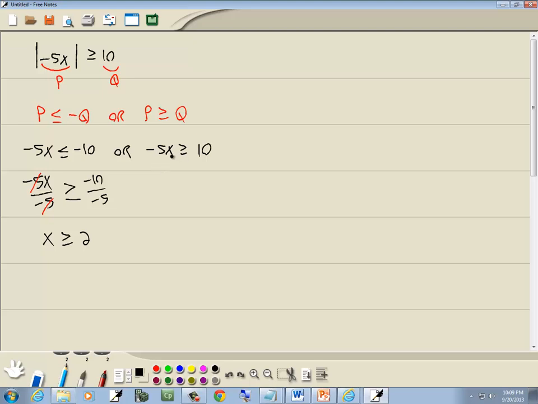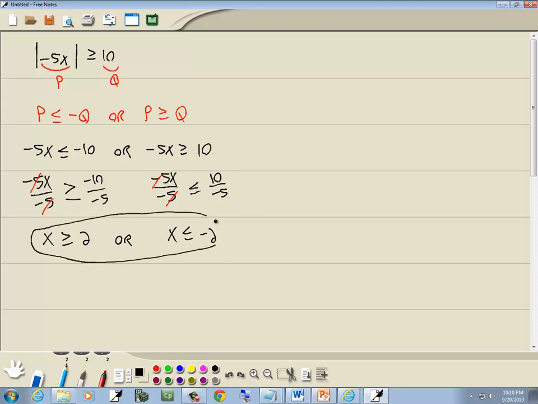Now we'll do the same thing on this other one. So we'll go directly to the last step. Divide both sides by negative 5. And again, you flip your inequality symbol, so this becomes a less than or equal to. Those negative 5's cancel. And we got x is less than or equal to 10 divided by negative 5, which is negative 2. And there's no "or" between them.